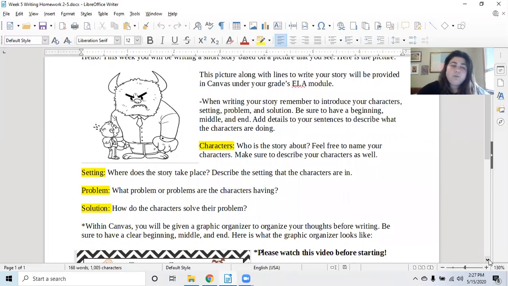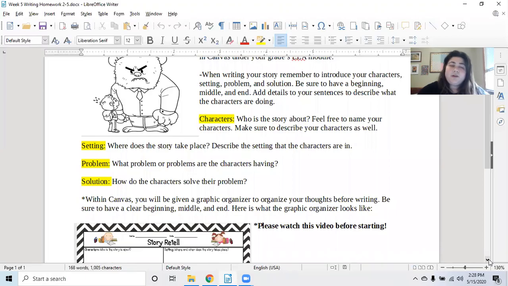And then you have your problem. What problems or issues are the characters having, right? What problem or problems are they having? Okay, this little boy, I think that monster might be his problem because he looks kind of afraid of that monster, doesn't he? Is it his dad? Did he do something wrong? Okay, that's what you need to find out. You need to decide and be creative what is happening in the picture.